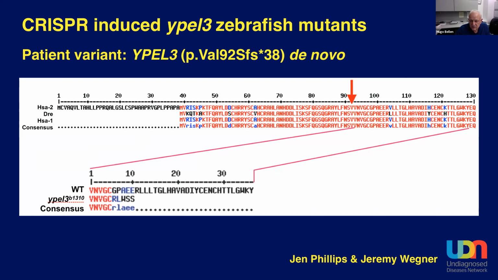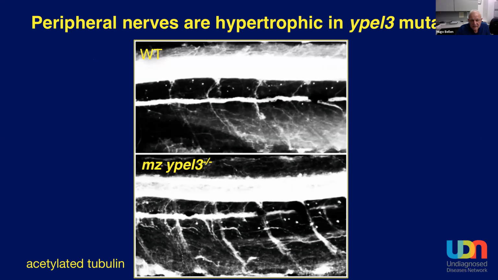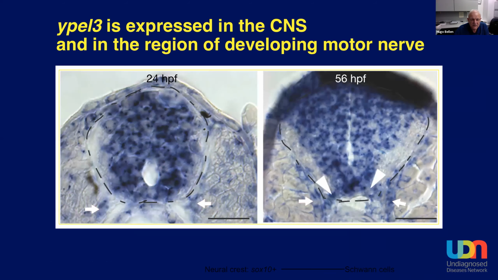They induced through CRISPR two mutations that are very similar to what is observed in the patient, and both of these mutations would lead to an early truncation of the protein. And to our surprise, when they looked at the yippee-like 3 knockouts in the zebrafish and stained for acetylated tubulin to label the axons, the peripheral nerves were hypertrophic in this mutant. So this obviously provided a very good model for showing that indeed these mutations in yippee-like 3 are the cause of the disease.